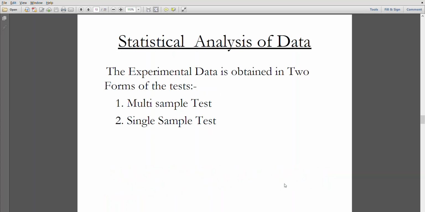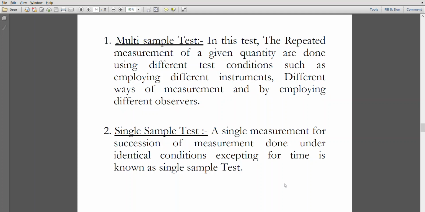Okay, statistical analysis of data comprises two tests. One is the multi-sample test, another is the single sample test. So what is this multi-sample test? This is a set of tests where repeated measurements of a given quantity are done for different test conditions. What are these test conditions? Test conditions here are keeping the thermocouple at the 30-degree bath, at 40-degree bath or 70-degree bath, and using the same instrument or different instruments, or the experiment is conducted with the same observer or different observers. So same observer is one set, different observers, different instruments and different conditions, they all become multi-sample.